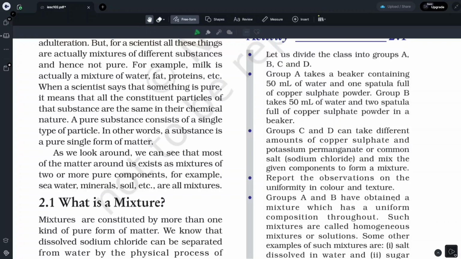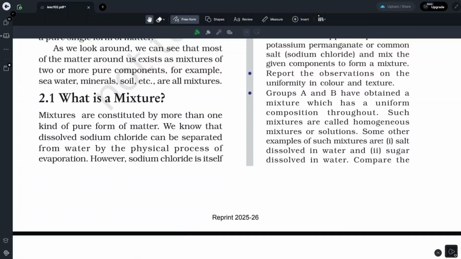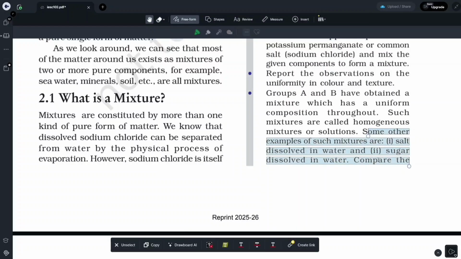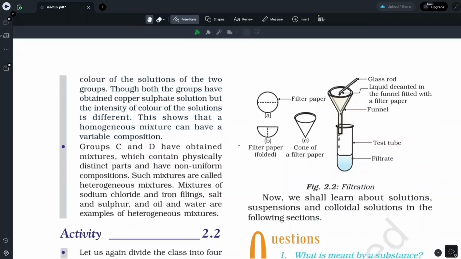Groups A and B have obtained a mixture which has a uniform composition throughout. Such mixtures are called homogeneous mixtures or solutions. Some other examples of such mixtures are salt dissolved in water and sugar dissolved in water. Compare the color of the solutions of the two groups. Though both the groups have obtained copper sulfate solution, the intensity of color of the solutions is different. This shows that a homogeneous mixture can have a variable composition.